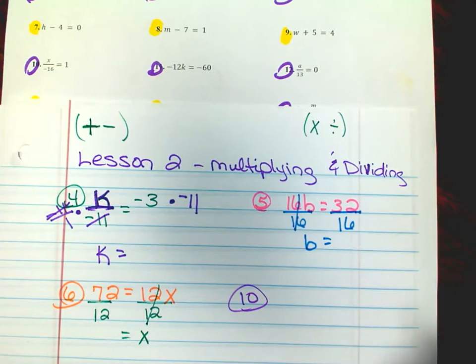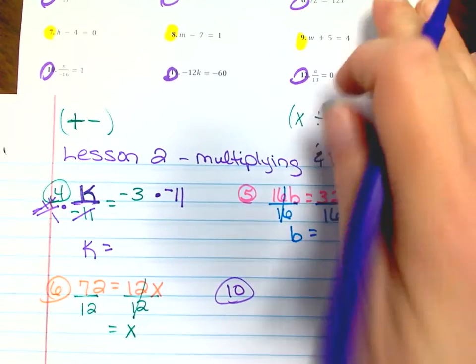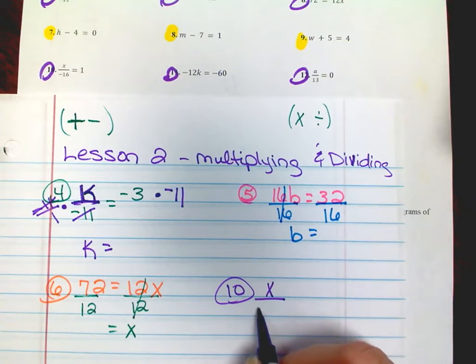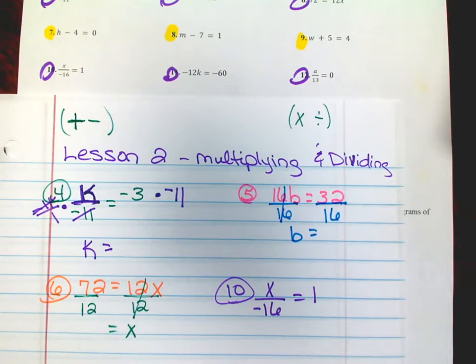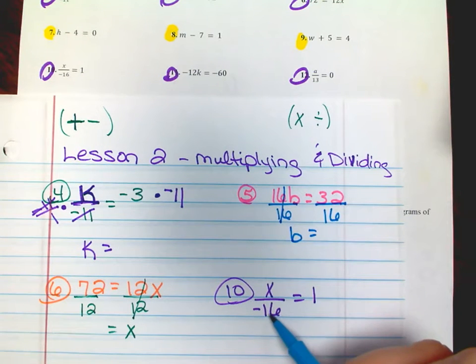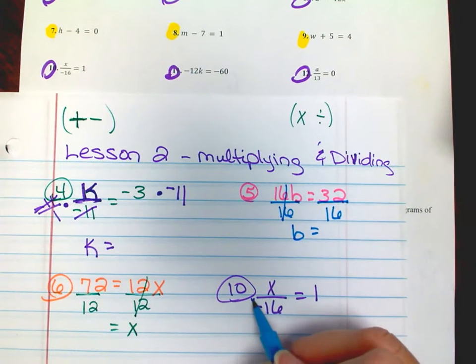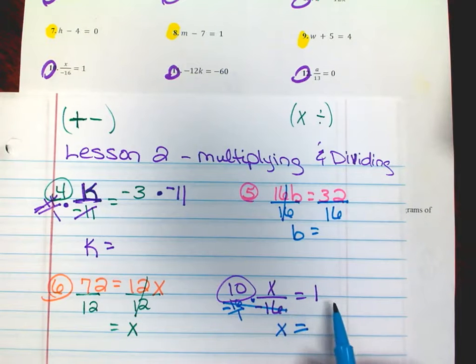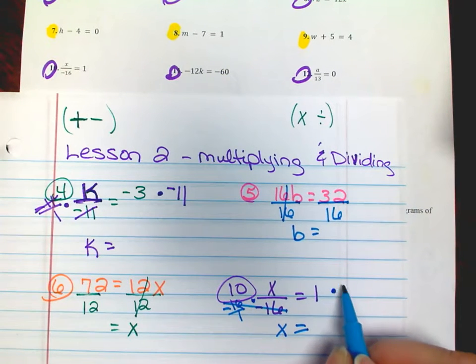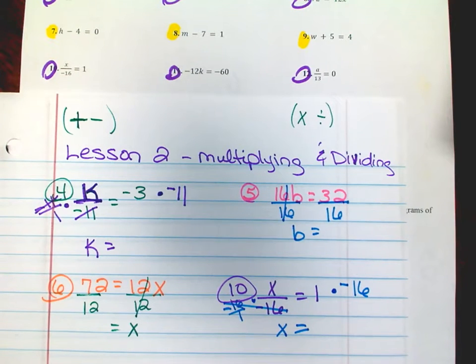Number 10. X divided by negative 16 equals 1. So again, find the variable, ask what is it doing. It's being divided by negative 16. So I need to do the opposite, which is multiplying by negative 16. That cancels out. X is by itself. Whatever you do to this side, you must do to this side. So I'm going to multiply by a negative 16.